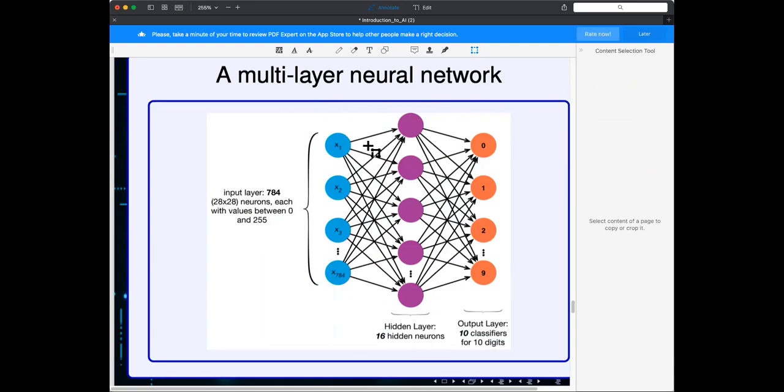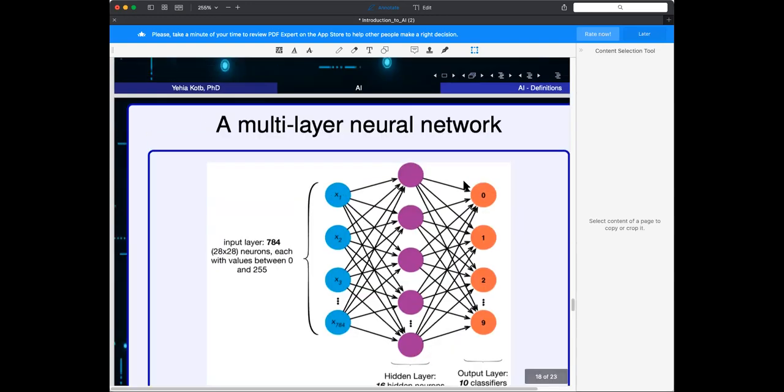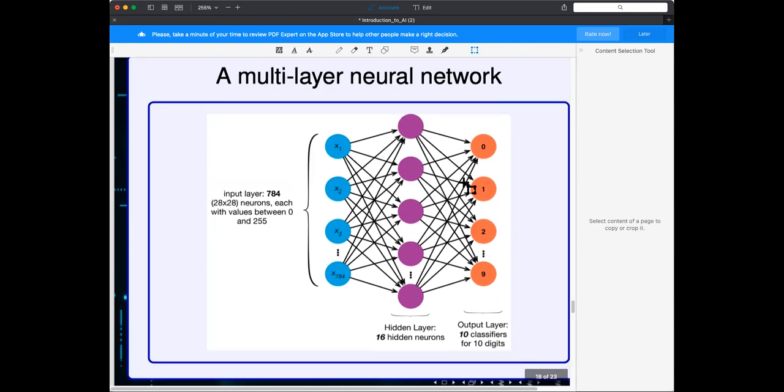Every line that you see between any two neurons has a weight. The learning algorithm figures out the value of the weight for each and every arc in this neural network. How do we do this? Before I show you how, I'm sorry, let me just talk about something.